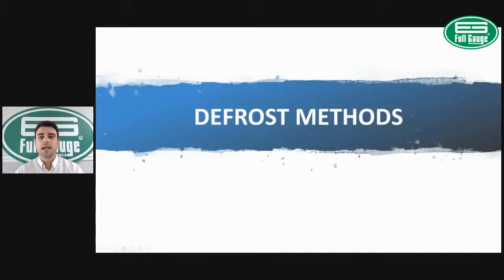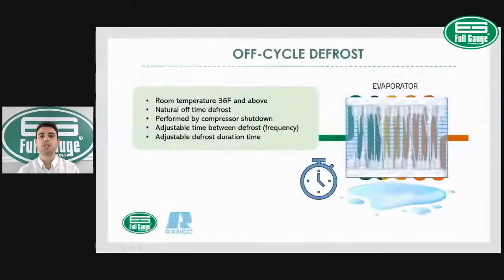Now we're going to take a look at what the defrost methods available are. We're going to start with the off-cycle defrost, which is also known as a natural defrost or air defrost. This is commonly found on medium temp refrigerated units, applications that have room temperature from 36 and above. The natural defrost cycle is the most simple defrost cycle available.